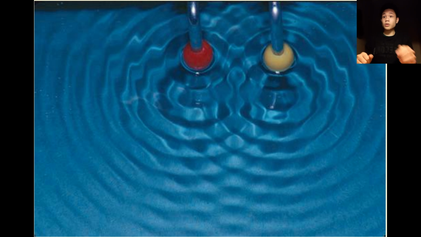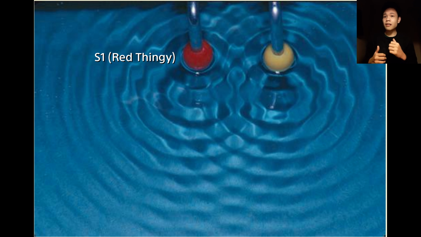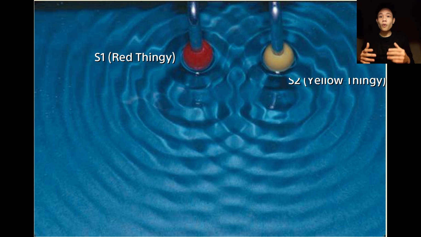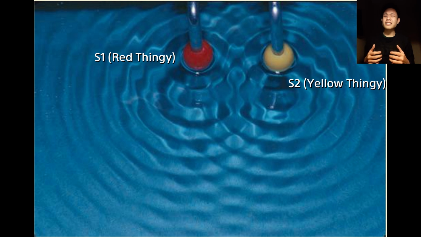Now, I want you to look at the picture. When two sets of continuous circular waves cross in a ripple tank, a pattern like in the picture forms at points where a crest from one source, S1, the red one, arrives at the same time as a crest from the other source, S2, the yellow one. A bigger crest is formed, and the waves are said to be in phase.